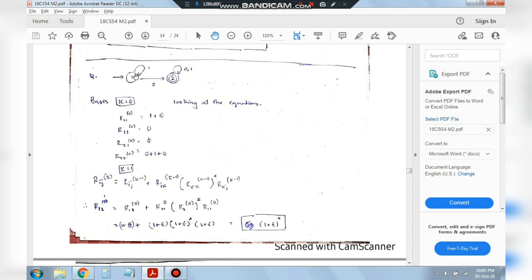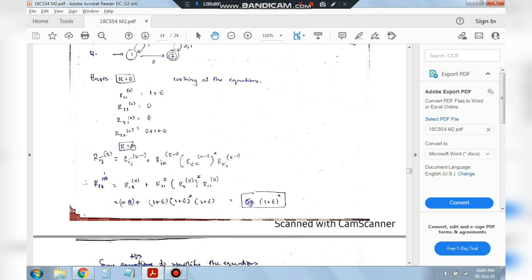Either it could be epsilon or 1. So I'll be writing here 1 plus epsilon. Plus means or. Okay. And 1 to 2 I have 0, so I'll be writing here 0. 2 to 1 there is no possibility, so I'll be writing here null. And from 2 to 2 there are 3 possibilities: either 0, or 1, or epsilon. This was for the case where there are no intermediate states.